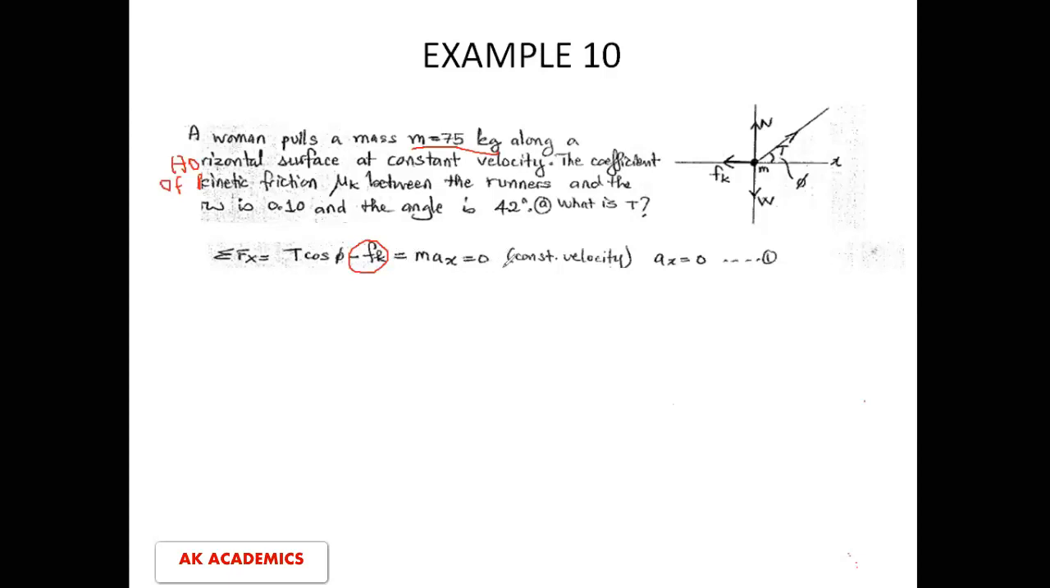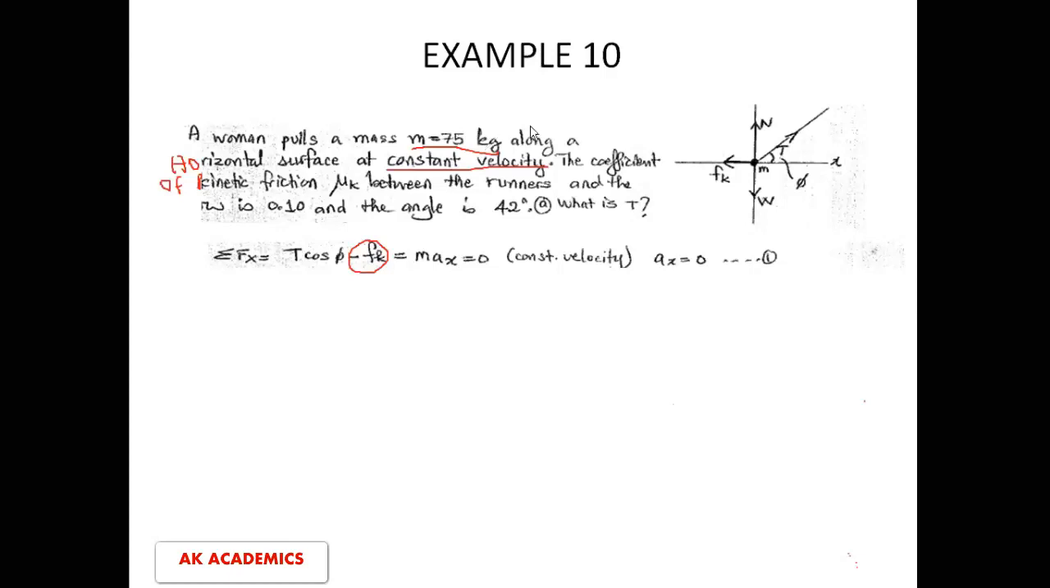Why is it equal to 0? Normally, summation of Fx should be mass times acceleration in the horizontal axis. But we were told that it is being pulled at a constant velocity. If it's constant, that means acceleration is equal to 0. So if ax is equal to 0, the entire max will be equal to 0. So you have T cos phi minus Fk equal to 0. This is the horizontal expression that we have. You can label that as equation 1.